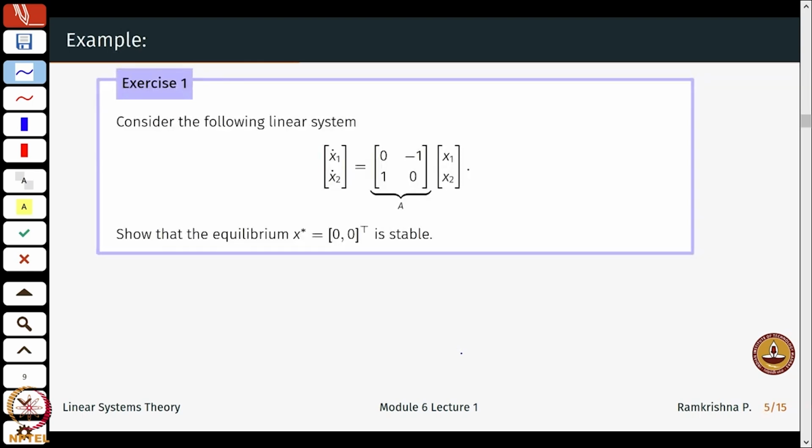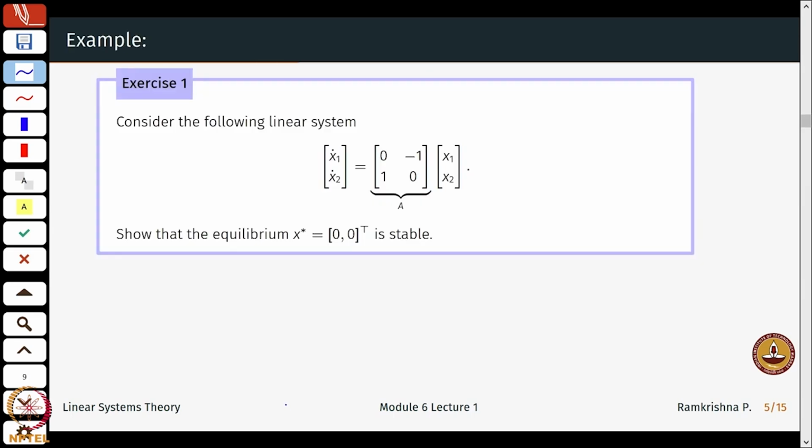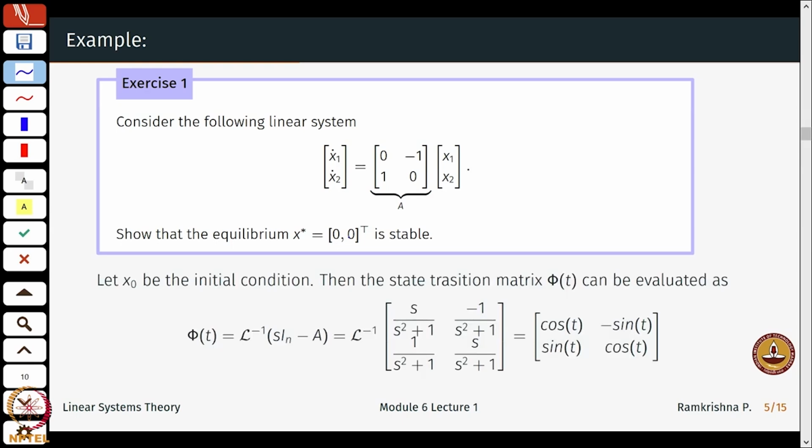Okay, so just to give you a very basic, seemingly trivial illustration of what is happening in this picture, let us start with this second order system. x1 dot is minus x2, x2 dot is x1 and so on. Show that the equilibrium is stable, right. It is easy to verify that (0, 0) is an equilibrium. Let us first compute the solution, and for simplicity let us assume that the initial time is 0. So let x naught be the initial condition.